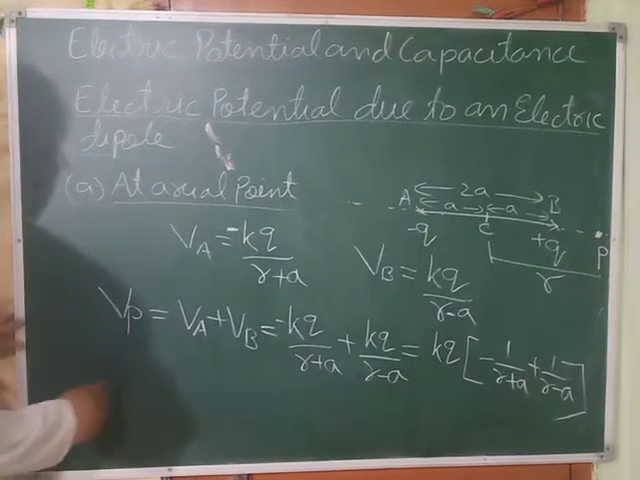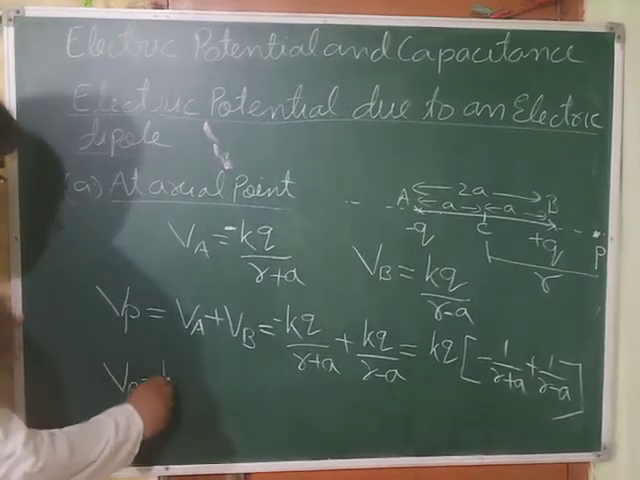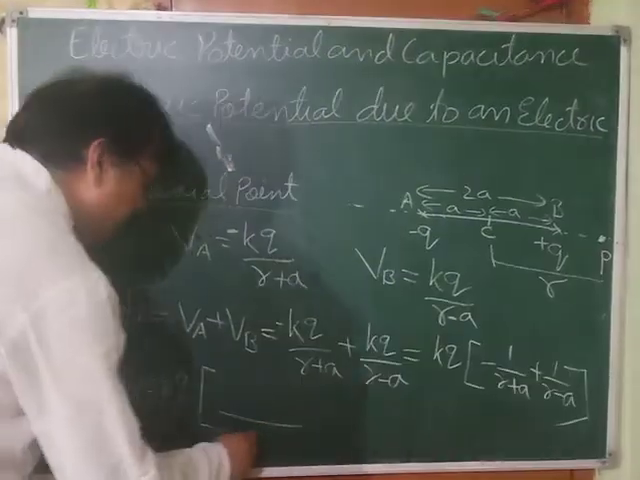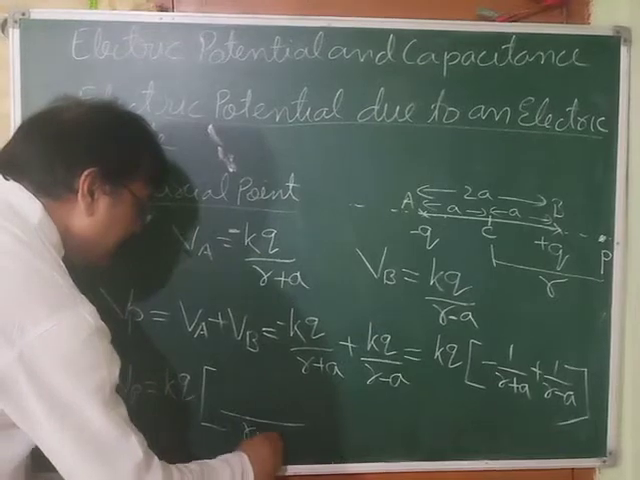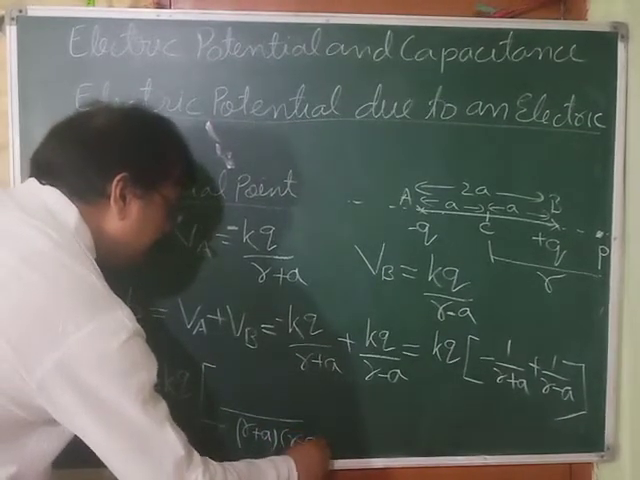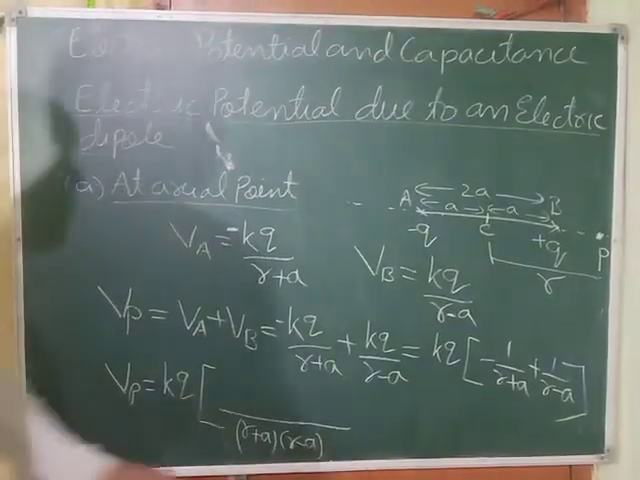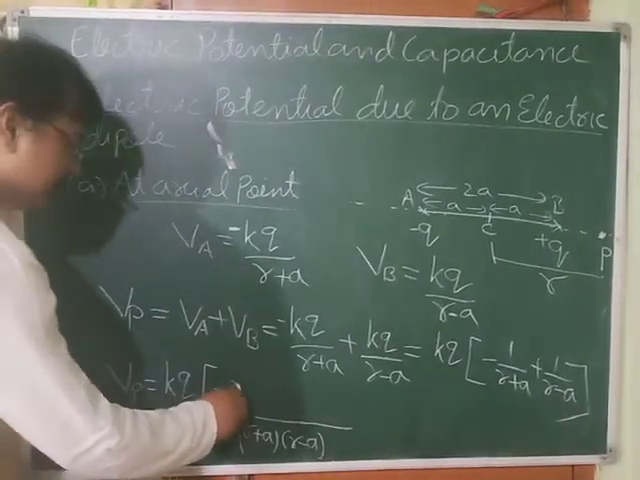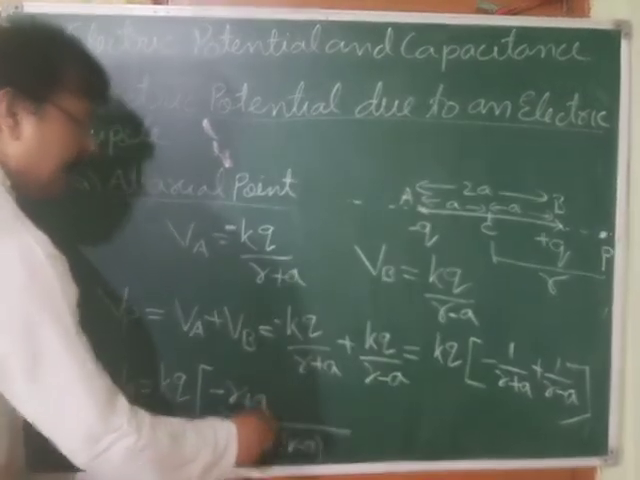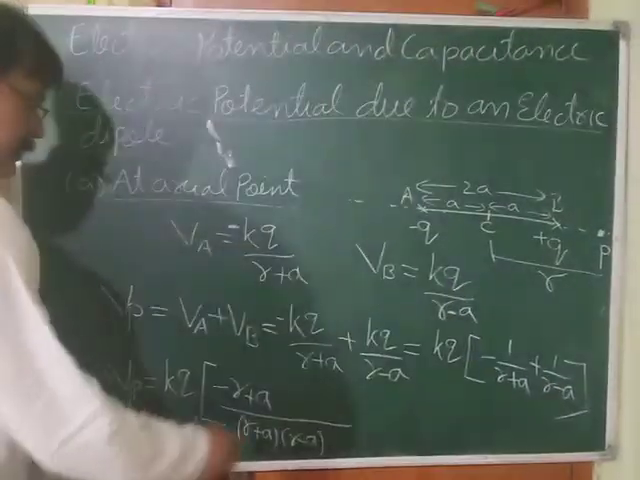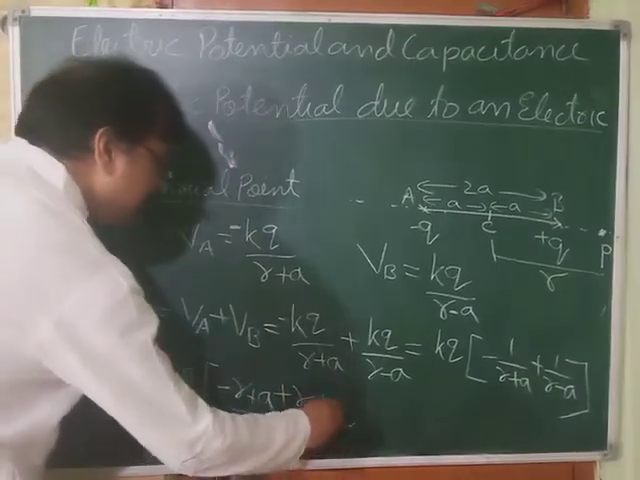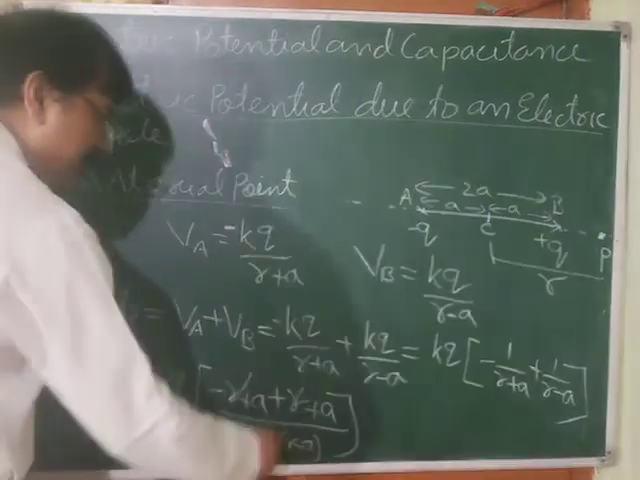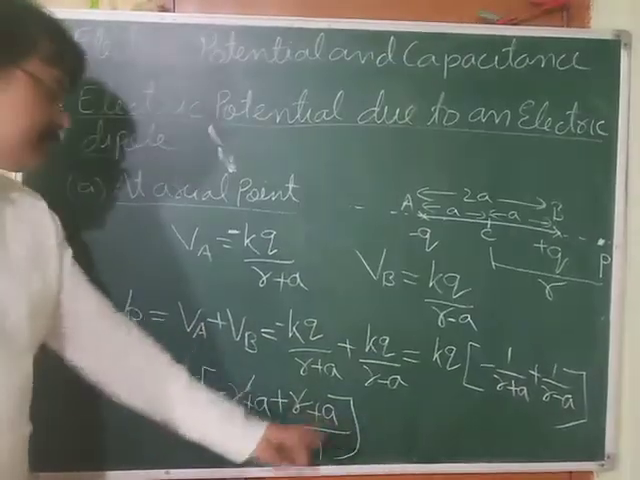Okay, so what can we do? Vp is equal to KQ. We have to take the LCM. If we take the LCM, what will we get? R plus A into R minus A. And this R minus A will be multiplied with minus 1, so we get minus R plus A. And this R plus A we have to multiply with plus 1, so we will get R plus A. Now this minus R and plus R will cancel out. We will have A plus A, that is 2A.